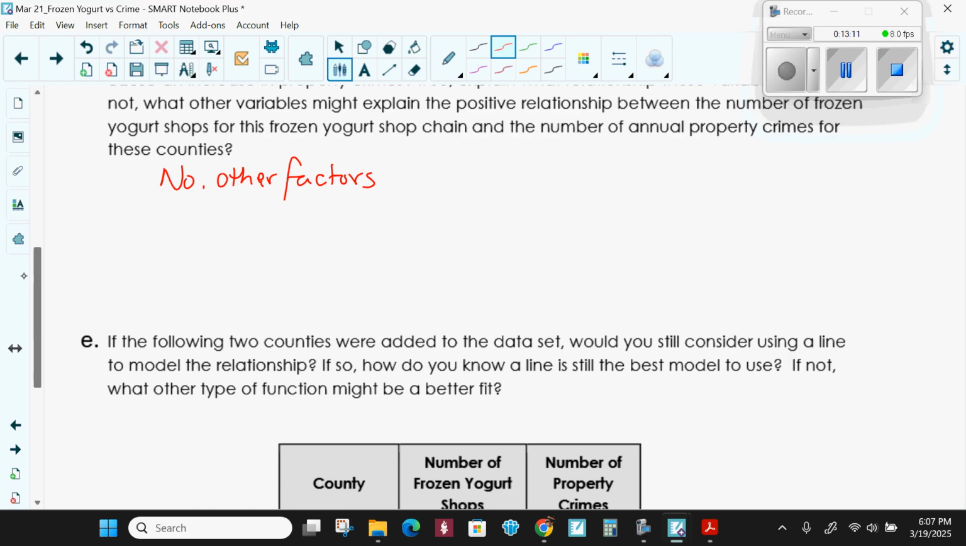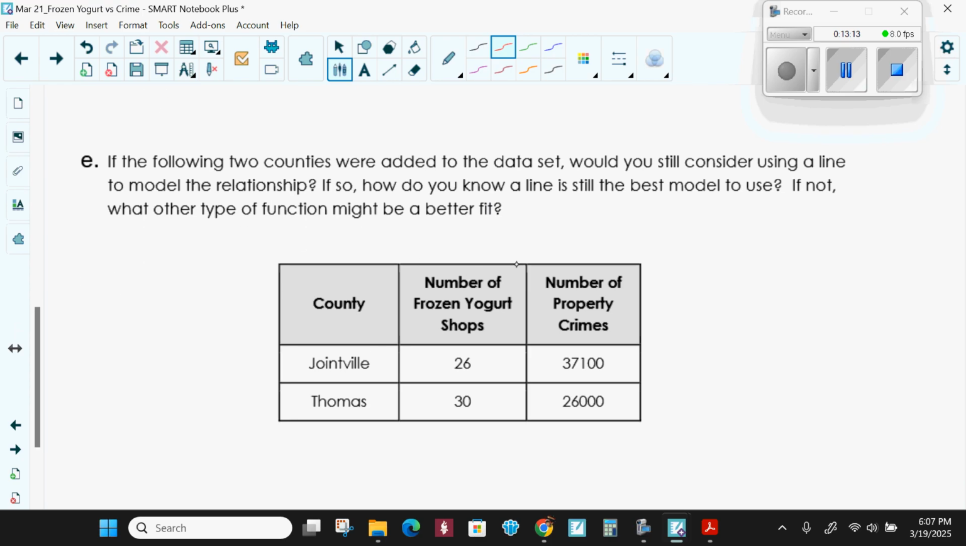Okay, last one. If the following 2 counties were added to the data set, would you still consider using a line to model the relationship? If so, how do you know a line is still the best model to use? If not, what other type of function might fit better? So what you're going to do here is take the values in the charts and put them into Desmos using these additional 2 counties, along with the original ones from the table.